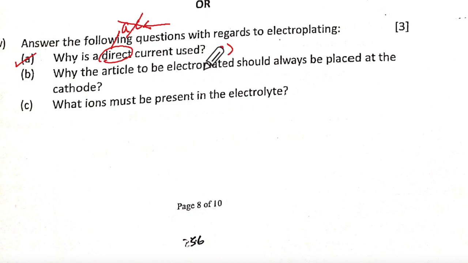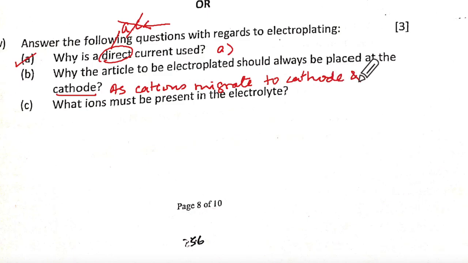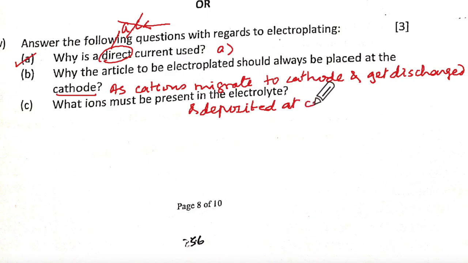Why should the article to be electroplated be placed at the cathode? As cations migrate to the cathode and get discharged and deposited at the cathode as neutral atoms.